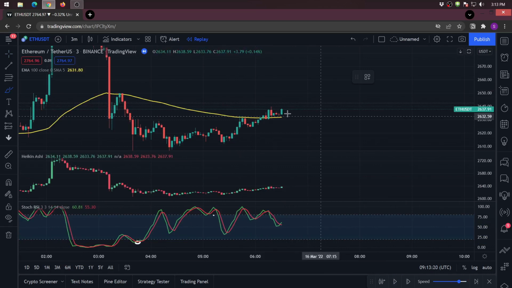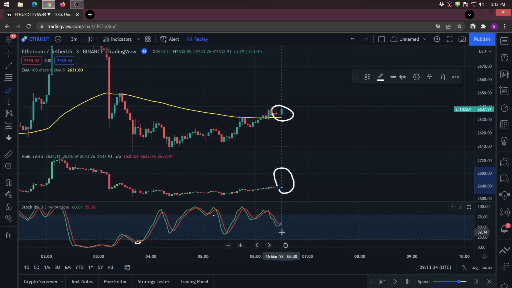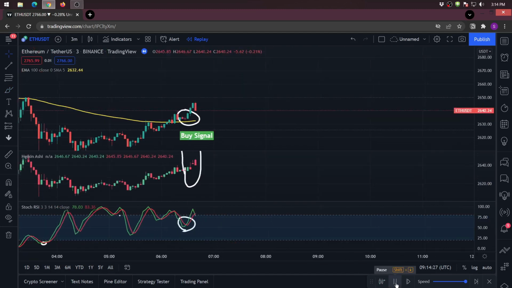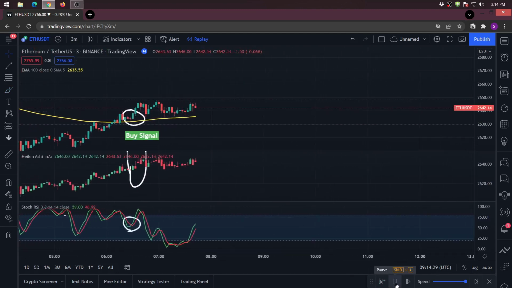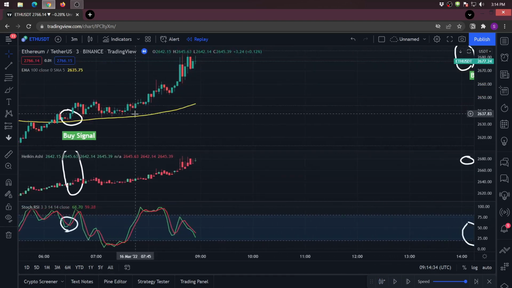In this chart you can see price is above 100 EMA. So the first confirmation is done, and also the Heikin Ashi candle color is green. The second confirmation is also done, and you can also see the stochastic green line crossing the red line. So we get the 3 confirmations. So it's another strong buy signal. And if I see the price is going up, it counts as another successful trade.